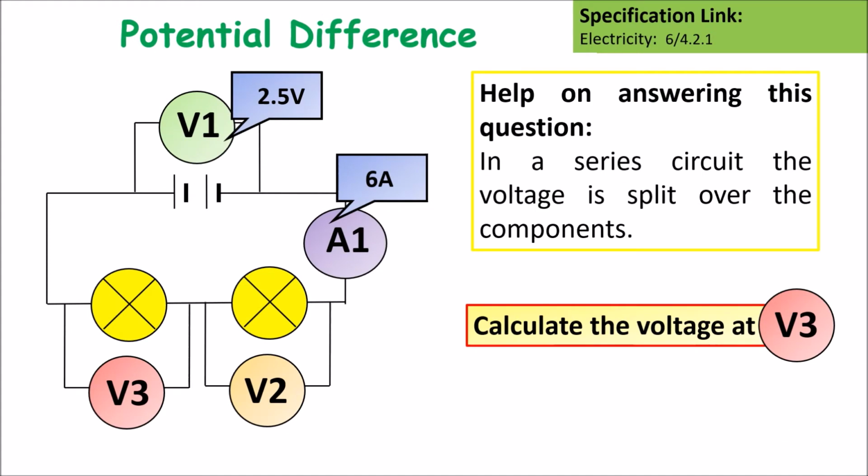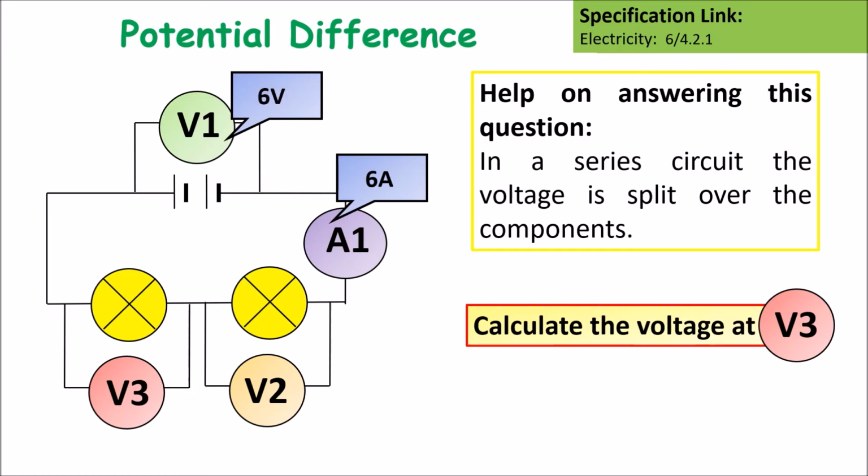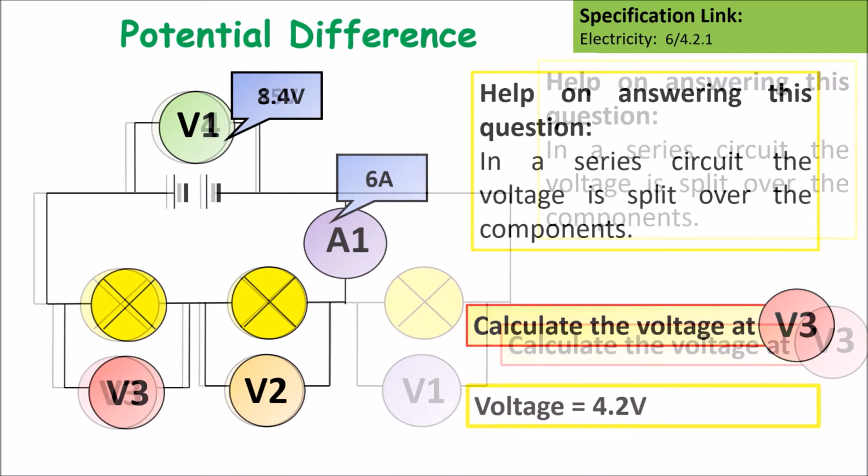So if we look at this, if we want to calculate the voltage at voltmeter 3, we would have our original voltage from the cell divided by 2, which would give us 1.25 volts. In this one, same again, voltage at 3, you've got two components, so it will be 6 divided by 2, which would give us 3 volts. This one, 8.4 over 2, same again, divided by 2, which would give us 4.2 volts.